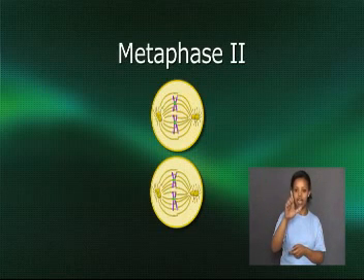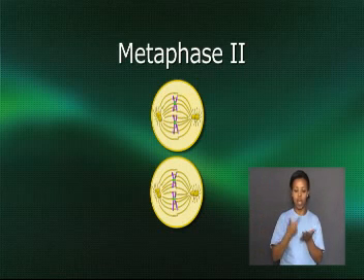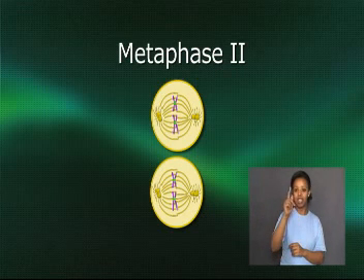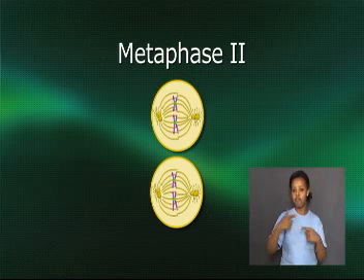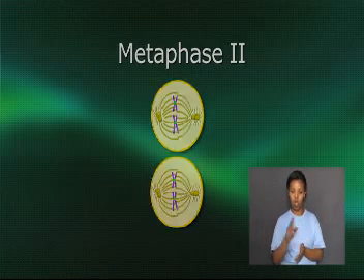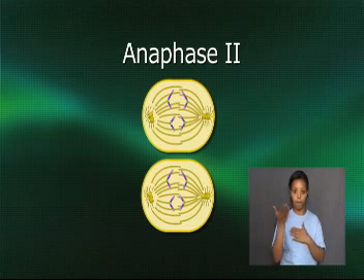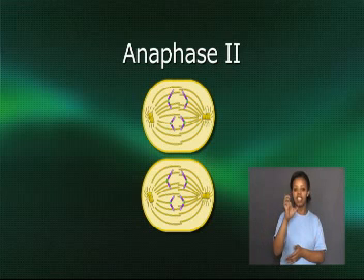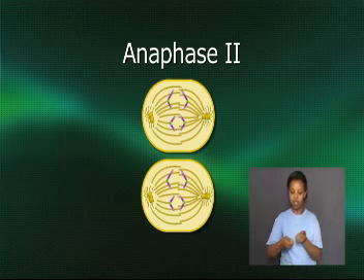This is followed by metaphase 2. The centromeres contain 2 kinetochores that attach to the spindle fibers at each pole. Notice that the cells are rotated 90 degrees from their relative positions during Meiosis 1. In anaphase 2, the centromeres are cleaved. This lets microtubules that are attached to the kinetochores pull the sister chromatids apart.